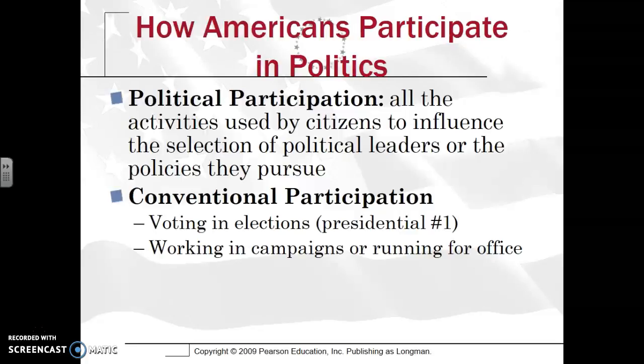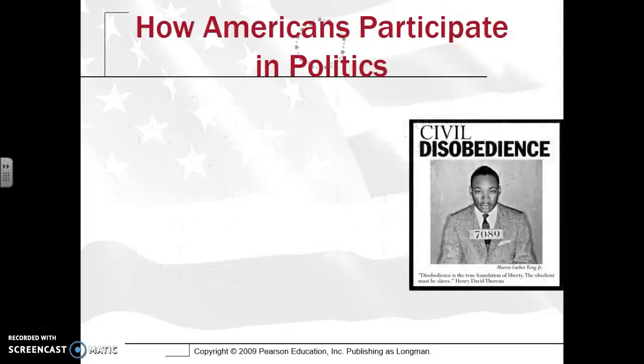Also working on campaigns or maybe even running for office. It does not have to be national office by any means. It can be running for mayor. It can be running for town council or some leadership position in government. It could also be contacting an elected official. It could be writing to a newspaper editor. These are conventional or standard ways in which voters can participate.